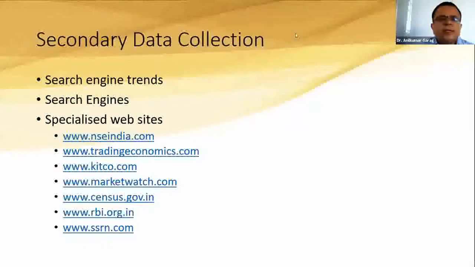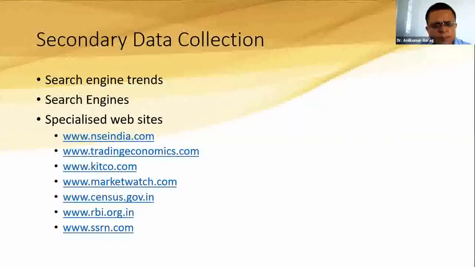Okay, so that is what is secondary data. By the way, let's go back to the presentation. Yeah. So trading economics is there. Then kitco.com is there. Kitco.com gives you information about all commodity markets, especially gold and silver. Fantastic place to look for commodity markets and international markets. Then if you are interested in international stock markets and international economics, another website is marketwatch.com.